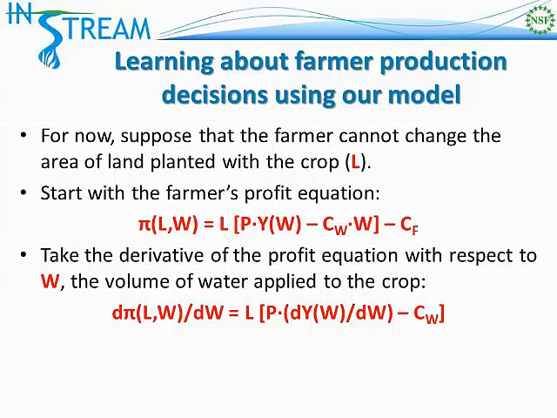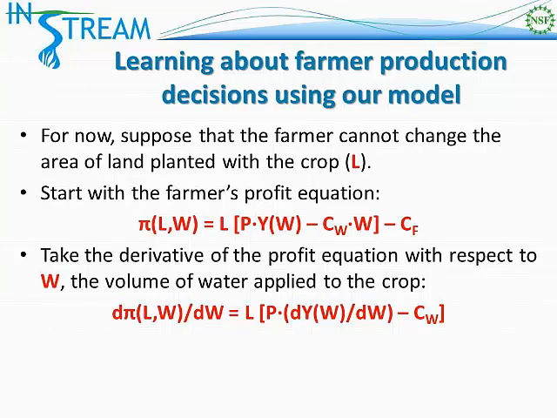So again, this is the profit equation that we derived in the last part, and that was also on the last slide. We're going to take the derivative of the profit equation with respect to W, the volume of water applied to the crop. And what is that going to give us? It is going to give us dπ/dW. What this means is it gives us the change in profits due to a change in water use.